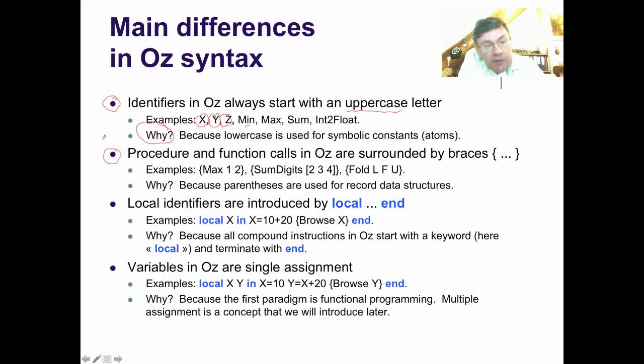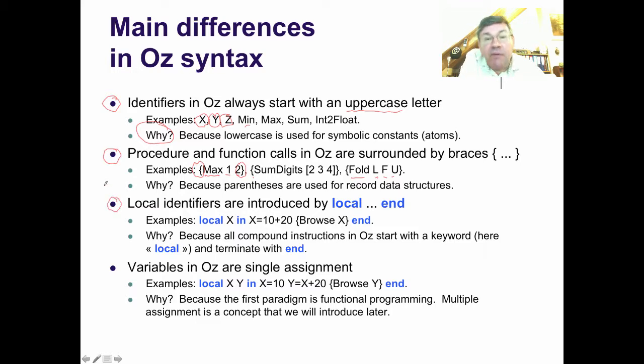A second difference is that procedure and function calls in Oz are surrounded by braces. So if I have the function Max with 2 arguments 1 and 2, I surround by braces, or Sum digits with the list 2, 3, 4, or Fold with 3 arguments L, F, and U. So why is it like this? Well, we can't use parentheses because they're already used for record data structures. In fact, the Oz way is actually similar to Lisp, where the parentheses surround also the function calls.